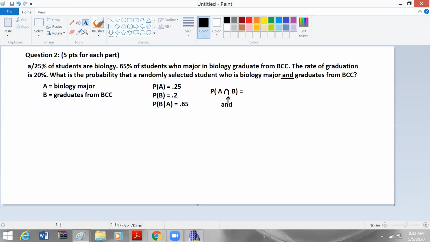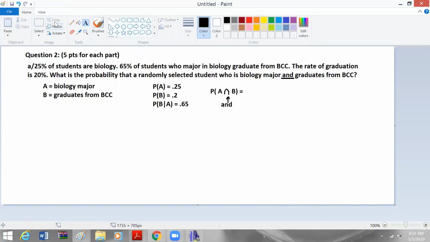Which one should we multiply? This 65% is also the graduation from BCC, correct? But it's coming mainly from biology majors, so the biology major will be the given, right? So we have two graduation rates. Usually the bigger number will be the conditional probability, right?